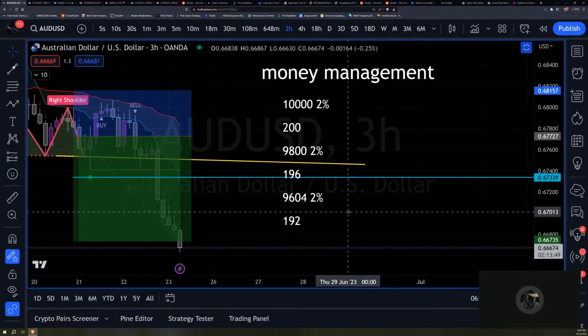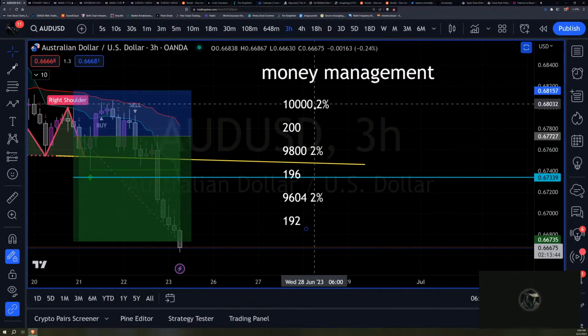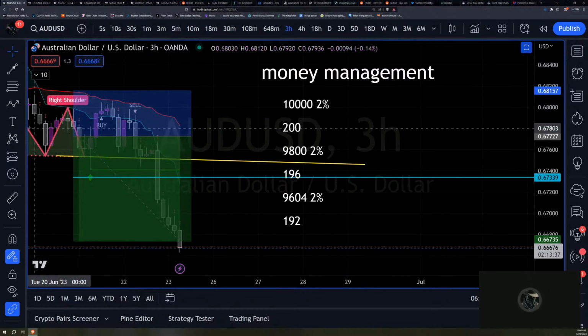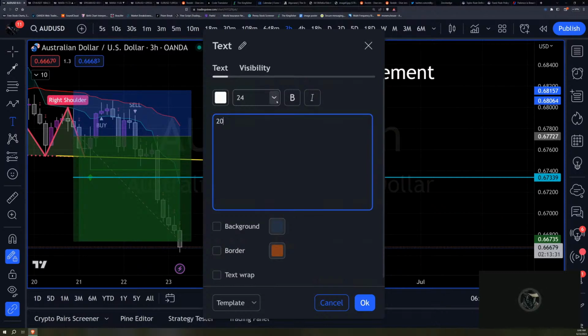This is why your account's not going to blow up, because you're always risking the same percentage of your account. As your account gets smaller, your losses get smaller. The bright side is that as you win, the wins get bigger. If your account starts at $10,000, 2% of 10,000 is $200, so now your account is at $10,200. And then 2% of 10,200 is going to be $204.